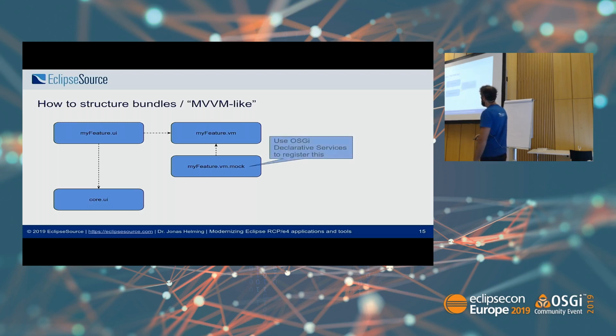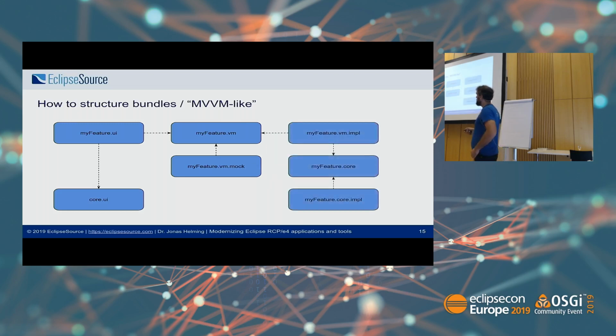Now the real implementation, let's skip that for time reasons. The real implementation comes in like this. So we have what we call then myFeature.core. That is actually the business logic or the data model or whatever you need to fill your UI with entities. And this now actually connects, for example, to a database, to a file, or whatever. So that means the real implementation of this view model can then do a database call or a REST call or whatever to be filled with the real data.